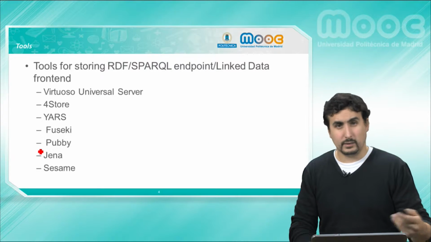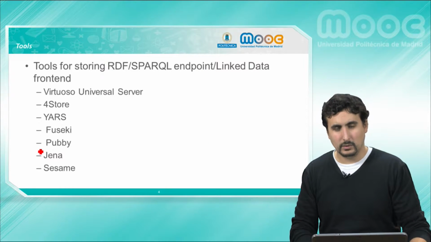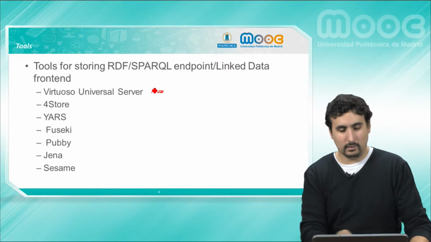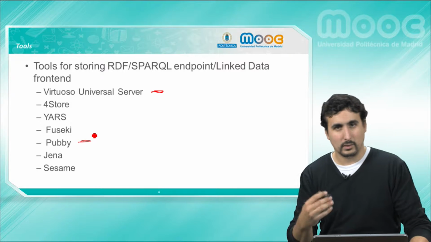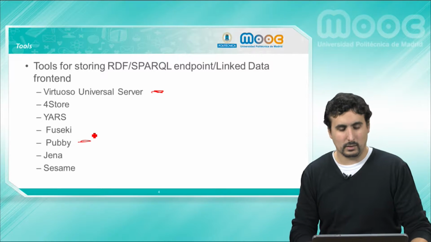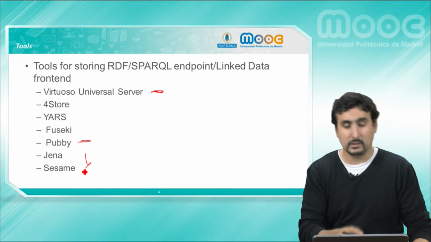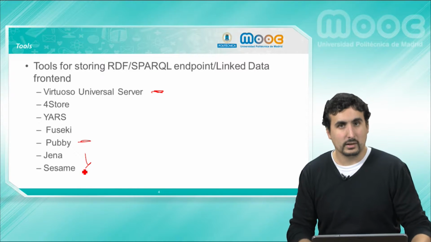For that, we have different tools which we introduced in the previous videos. We have services such as, for example, Virtuoso for storing our data, or Pubby, for example, for a graphical navigation of our data, or APIs such as Jena or Sesame, in this case for Java, for building our applications.